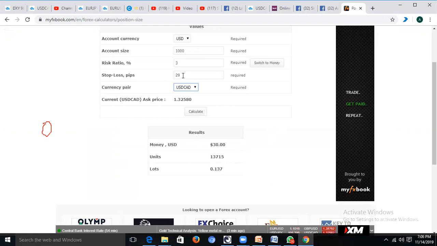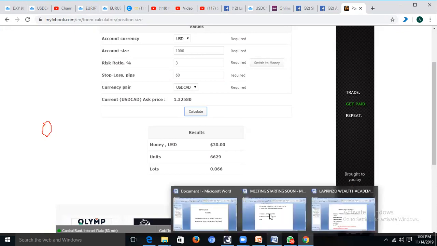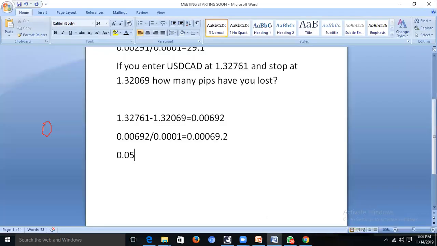But now, if your stop loss is wider, let's say your stop loss is 60 pips, it's going to change as well. You see? Still $30, but the lot size you are going to be taking is reduced. This is 0.06. With this, you are going to be using only this, like this, 2, since you are taking 2 positions.